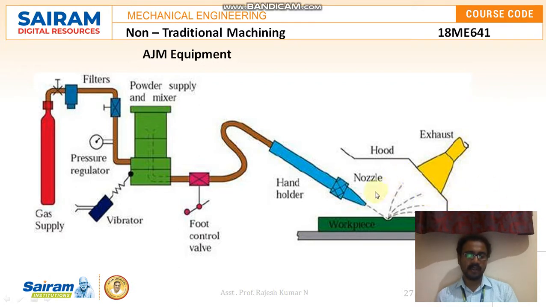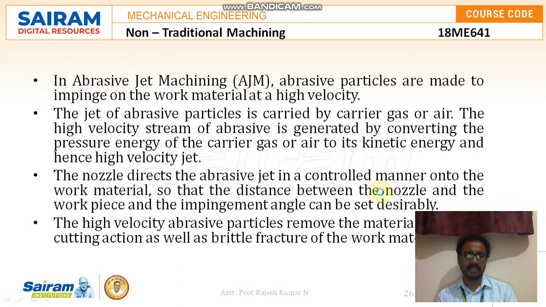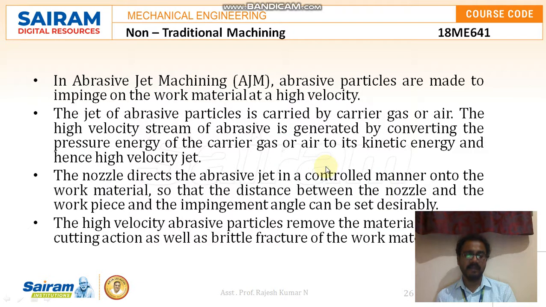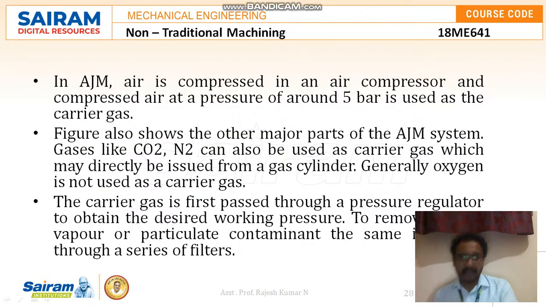The things to be remembered here are the technical details discussed. The abrasive gas jet of 150 to 300 meters per second is allowed to pass through the nozzle, the standoff distance is 0.5 to 15 mm, and the material removed is a maximum of 0.2 to 0.8 mm. In detail, the operation is where air is compressed in an air compressor, though it can be other gases too, and compressed air at a pressure of around 5 bar is used as a carrier gas. The sketch also shows the other major parts of the abrasive jet machining system.